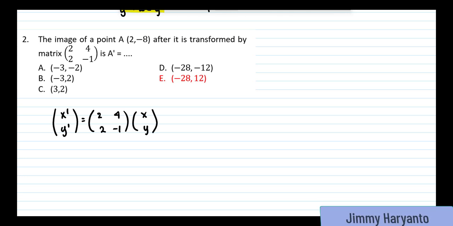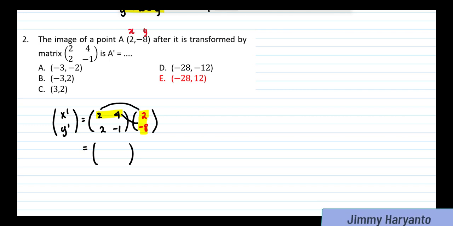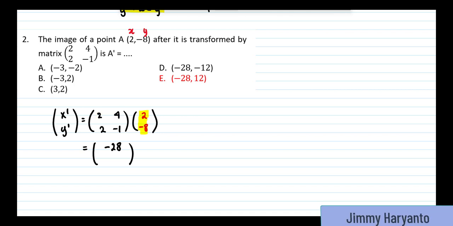Okay, the original point is already given. That means this one is x and that one is y, and you can substitute it into the x and y directly, like this, 2 and -8, and then you can multiply them using the operation of matrix, like row times column. You will multiply this and this one. It will be 4 minus 32. You will have -28, and then go down. You will have to multiply this and that one. You will have 4 plus 8 equals 12. There you go. This is for number 2.